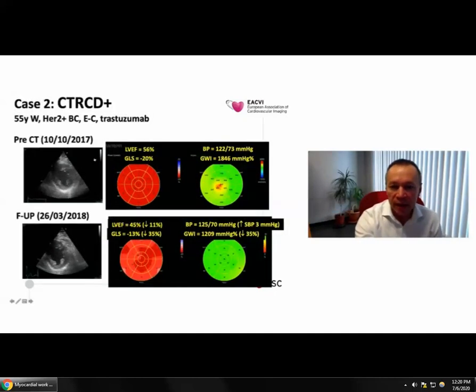In contrast, this is another example of a different patient who also showed drop in global longitudinal strain between baseline and follow-up by 75%, but also drop in global work index, and by the way, also in ejection fraction. In contrast, blood pressure was similar between these two visits. So this is the case of really cancer treatment-related cardiac dysfunction, and cancer therapy should be interrupted.